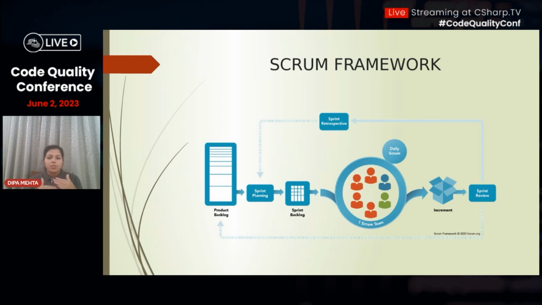Now they check the increments, and the sprint review is checked by the Scrum Master, meaning what work is completed, and then the sprint retrospective. This is a short meeting after completing one sprint. Then again, according to the reports, they have to replan the next step, right?